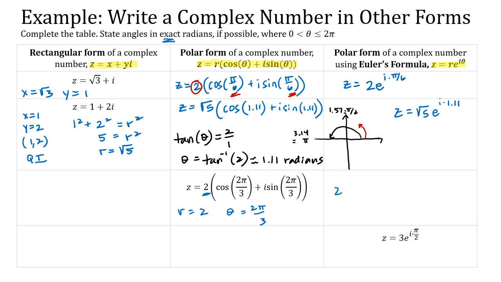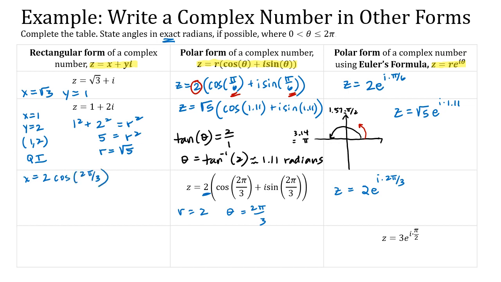So z is equal to my r, which is 2, times e to the I times theta power. And theta, of course, is 2 pi over 3, and that's it. To write this in the rectangular form, I need to find out what x and y are. Now remember that x is simply r times the cosine of theta. So this is going to be 2 times the cosine of 2 pi over 3.